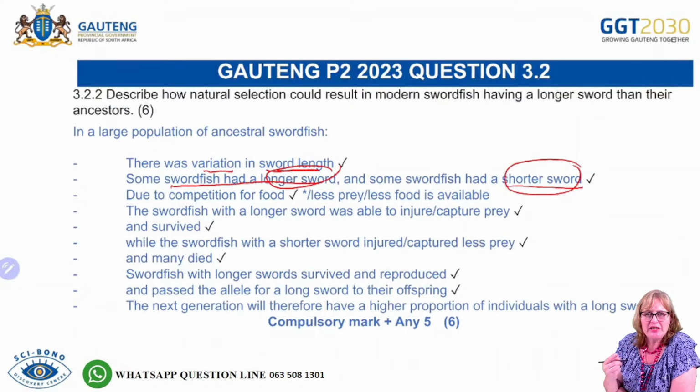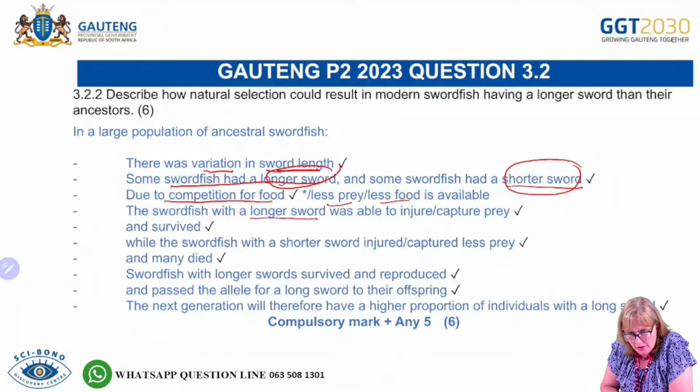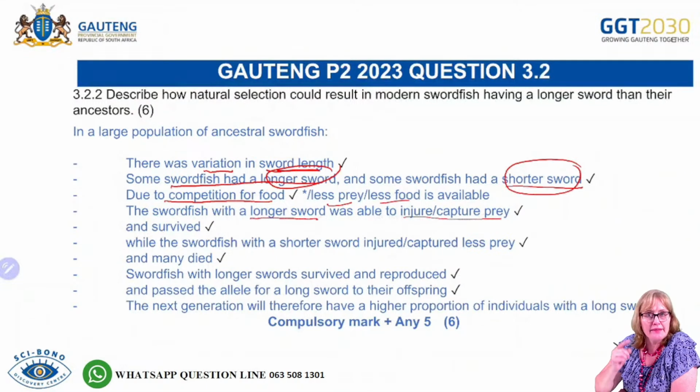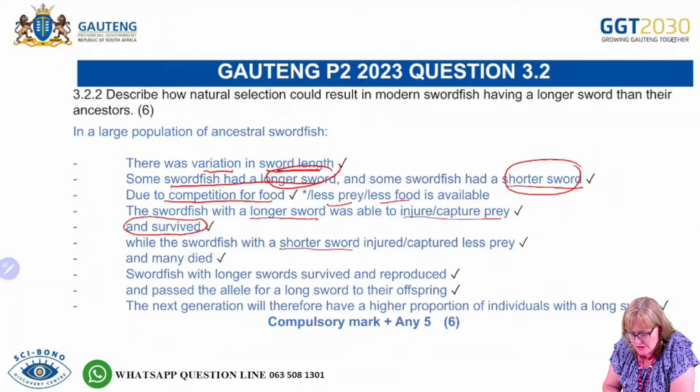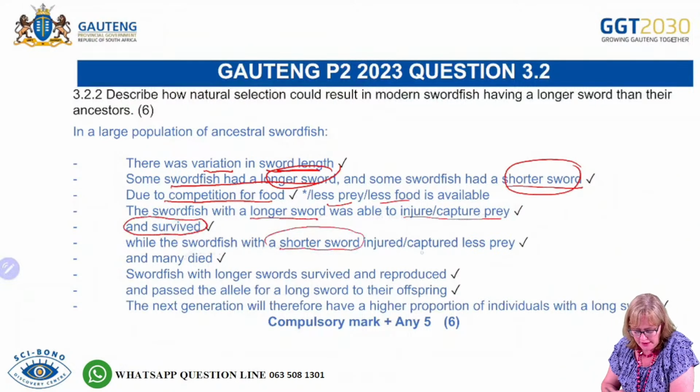Because you also have to talk about what changed in the environment. In this case, there was competition for food, or you can say there was less prey or less food. That's why they needed to do something with their swords so that they could hunt better. So the ones with the favorable, longer sword were able to capture more prey or injure more prey, and they survived. For the survival, you got at least a mark there, but you had to write it in the correct way. Then the swordfish with the shorter sword captured or ate less prey or no prey, and they died. Remember, this is now the unfavorable one.